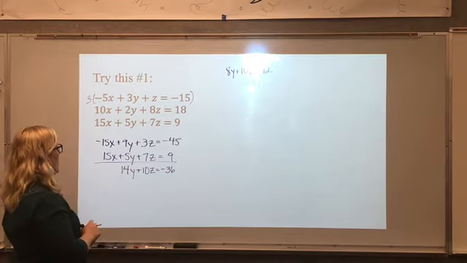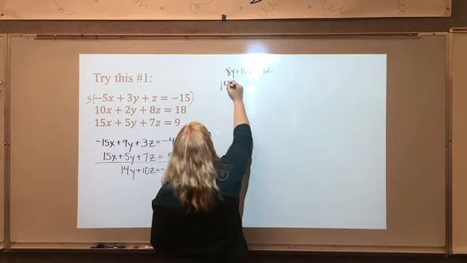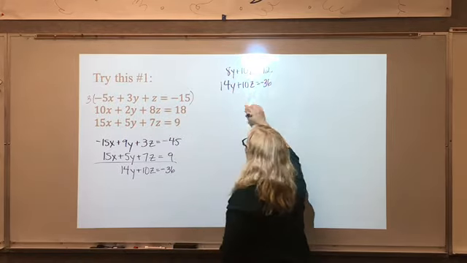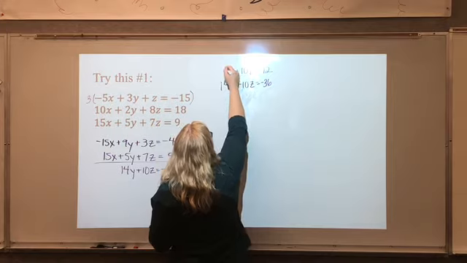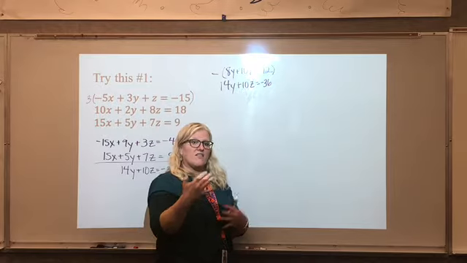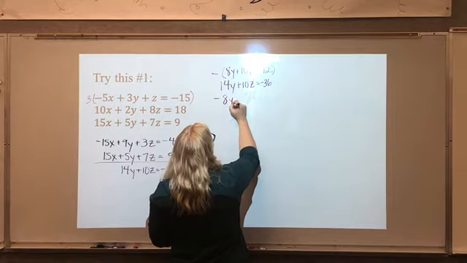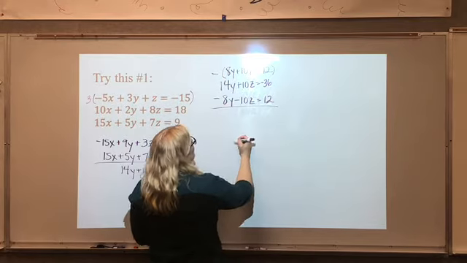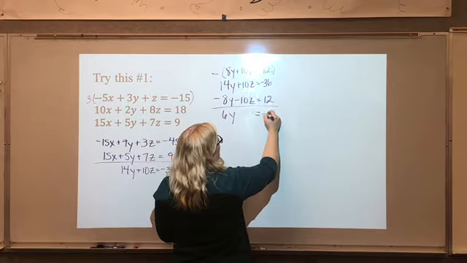Okay, let me just double check this really quick. Okay, we got it. So 14y plus 10z equals negative 36. Well, this turns out to be really nice. If I just multiply either one by a negative, then one of these 10z's is going to become negative, and then the z's will be eliminated. So I can rewrite this as negative 8y minus 10z equals a positive 12. Okay, so 14 minus 8 is 6y equals negative 24.